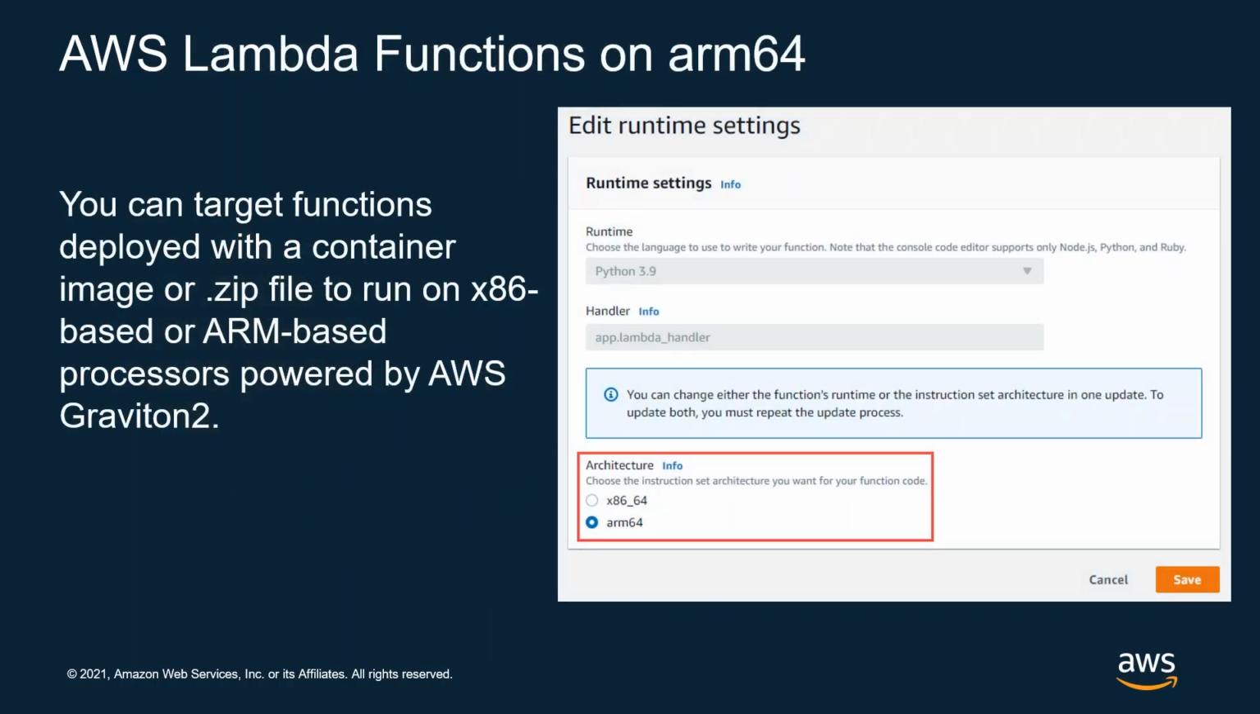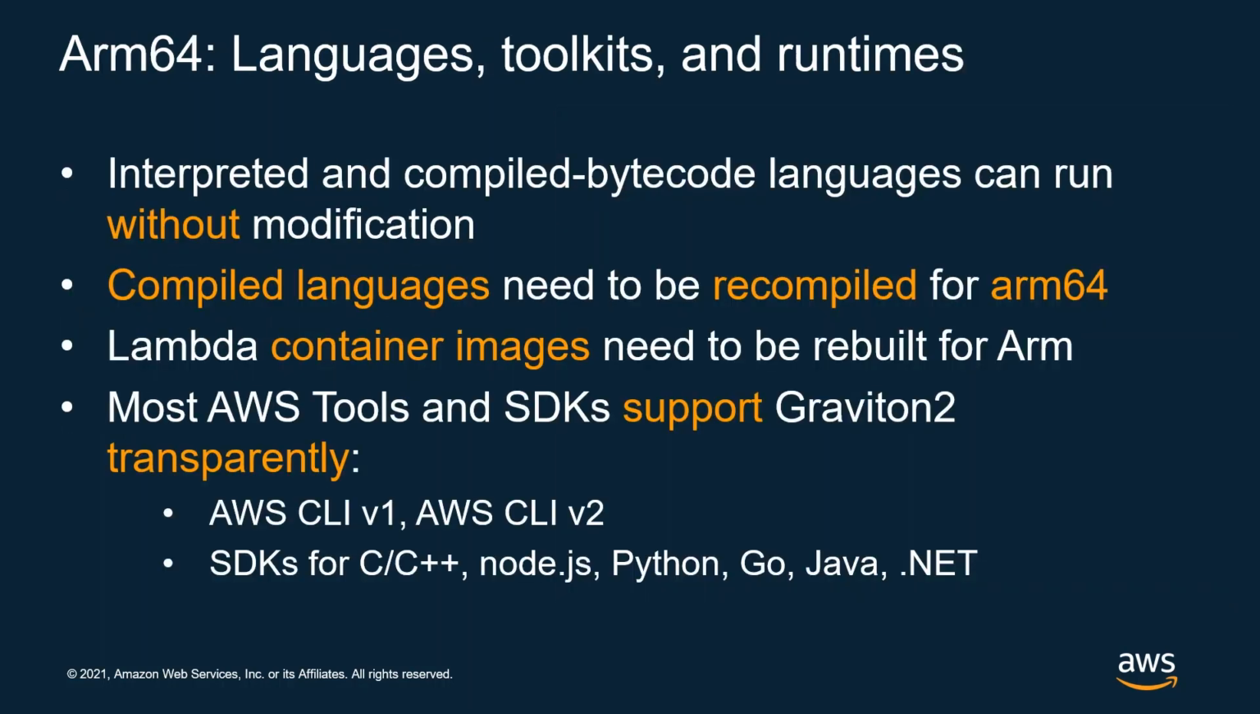When you build a new Lambda function or migrate an existing Lambda function over, you simply select an architecture within the function runtime settings, whether this is either a zip-based function or a function packaged as a container image, and you select ARM64 as the architecture.